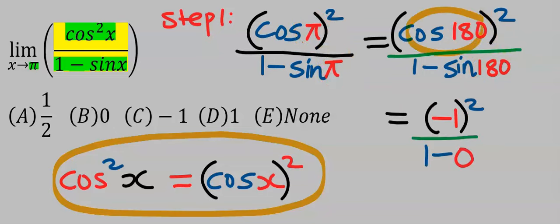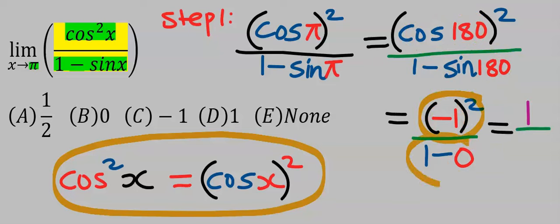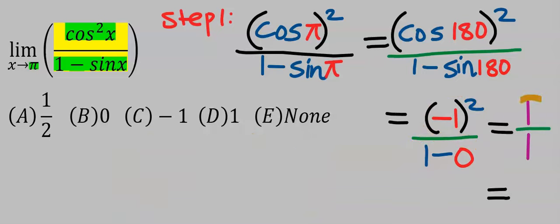And cos 180 is minus 1, while sine 180 degrees is 0. And 1 minus 0 is 1. And 1 divided by 1 is 1. And our answer is D. And because we got an answer using step 1, which is plug-in, hence we do not need L'Hopital's rule.